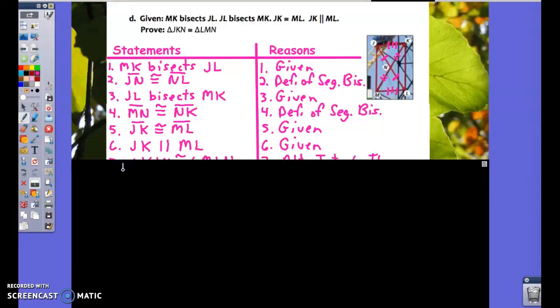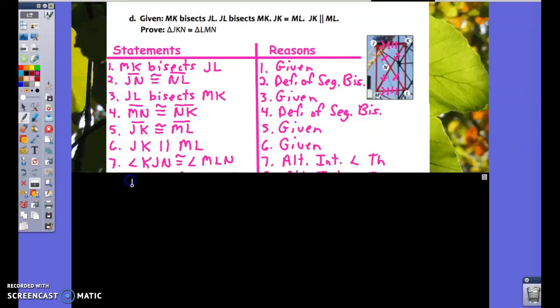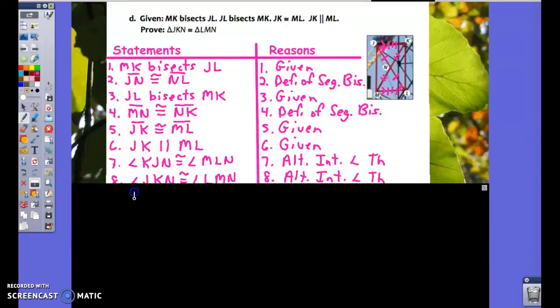Now they told us the lines are parallel. So instantly, as soon as we see that we have parallel lines, JK is up here and ML is up here. Instantly, you need to think about things like alternate interior angles and alternate exterior angles, and it turns out that's what I'm going to use. Angle KJN, it's a little cluttered here, would be congruent to angle MLN because of alternate interior angles.